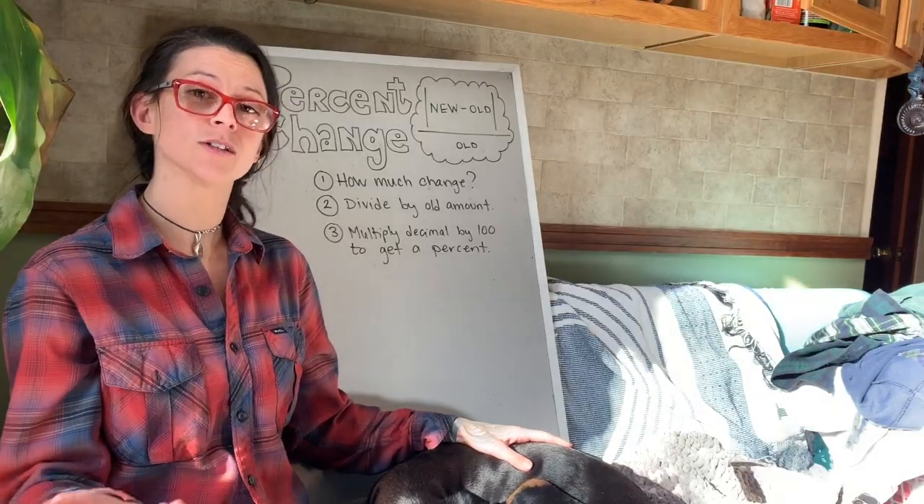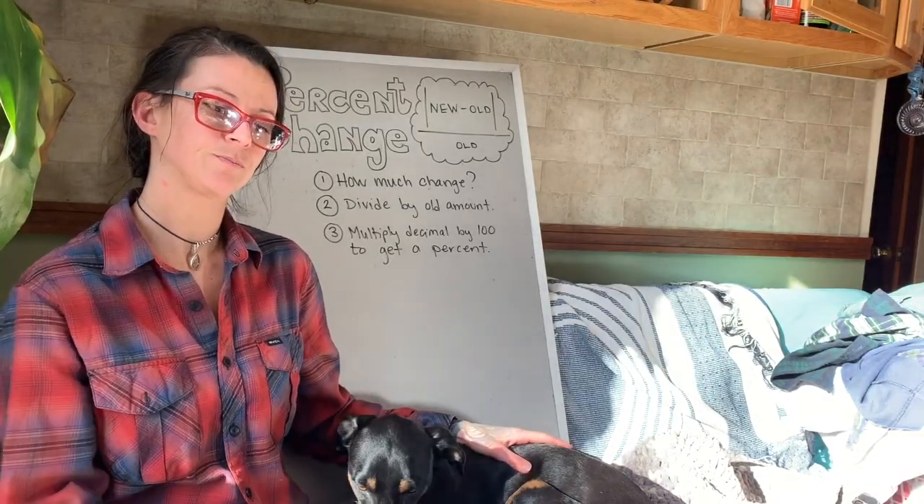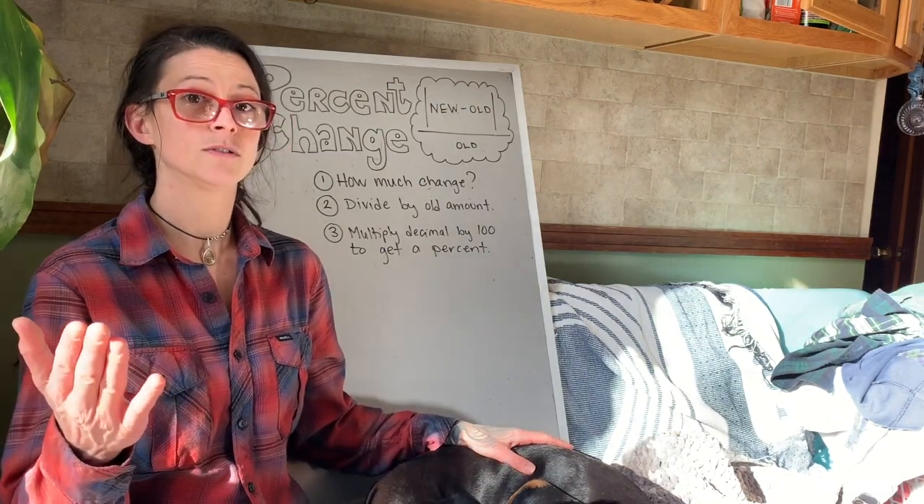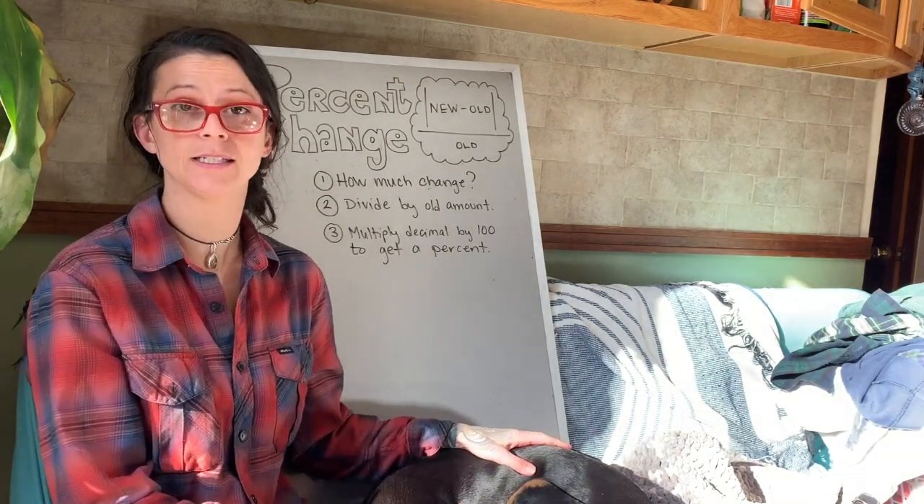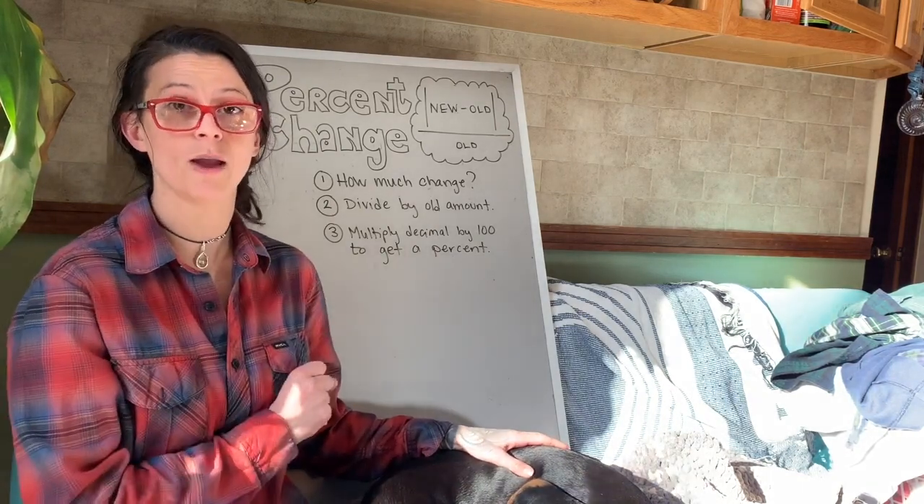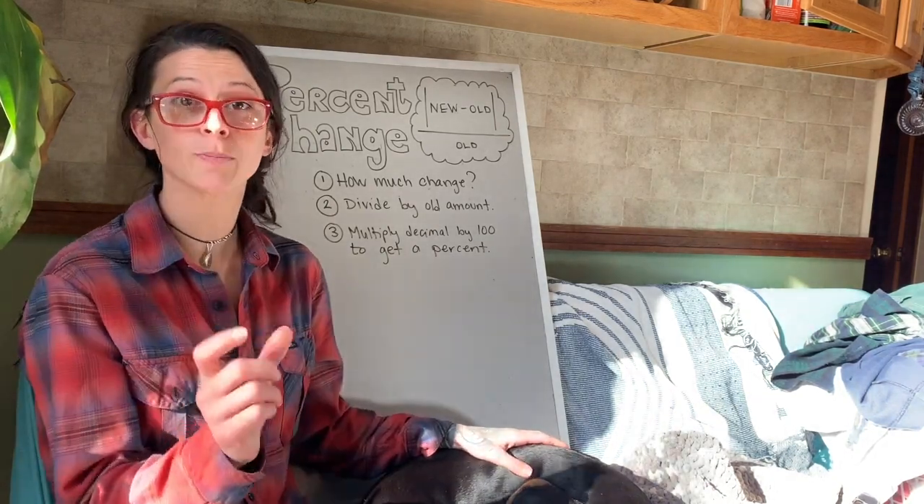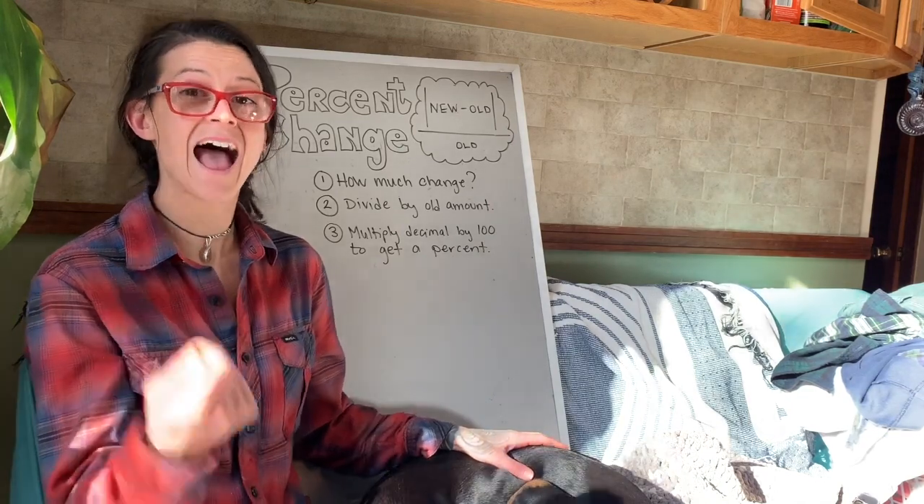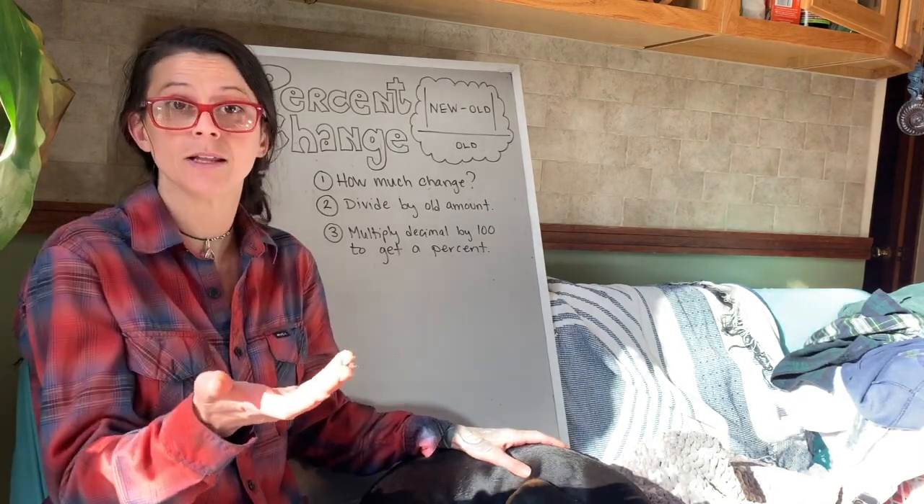If a value doubles, that's a 100% increase. If a value goes to 0, that's a 100% decrease. 100% of the starting amount was taken away to get to 0, or 100% of the starting amount was added to the starting amount to double it.